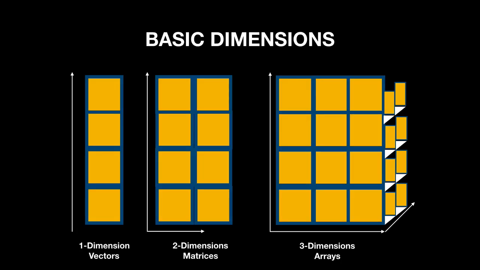Welcome to chapter 3.3. Today we're going to cover how to create rows and column binding from vectors. So just a quick example as to the basic dimensions that we're going to be talking about.